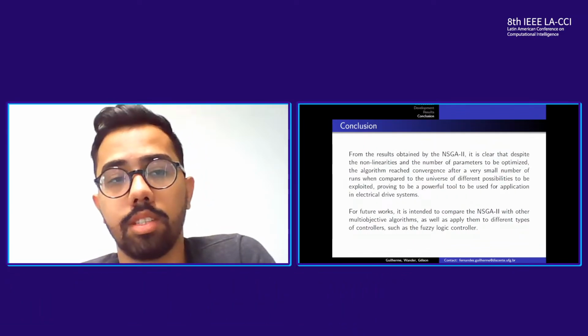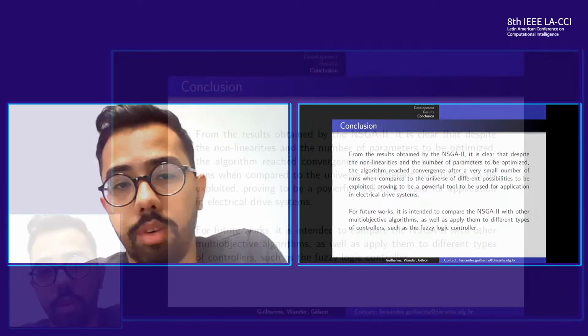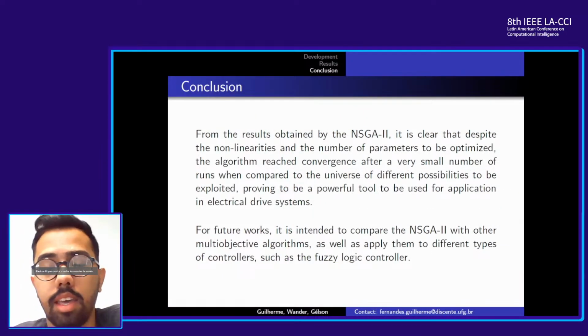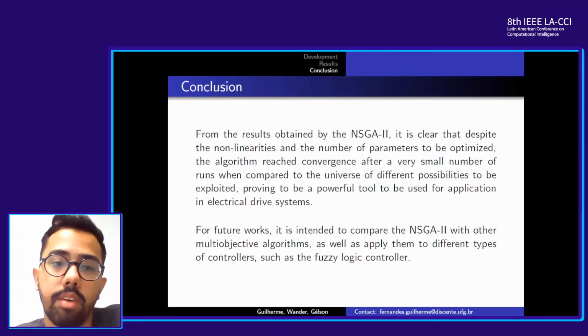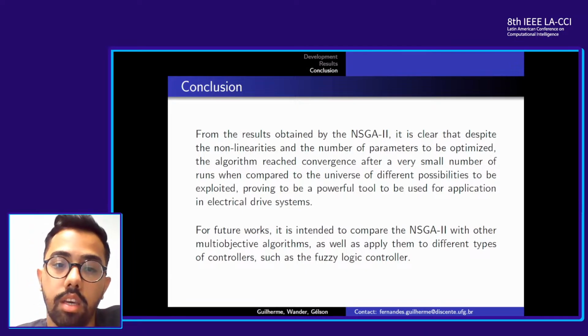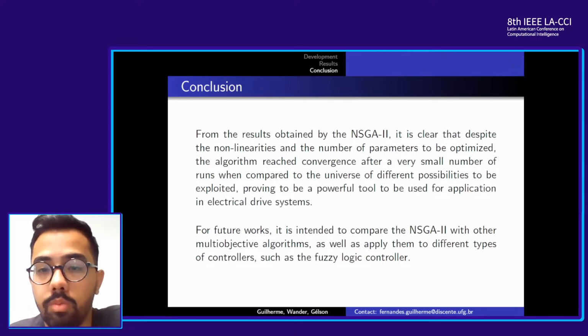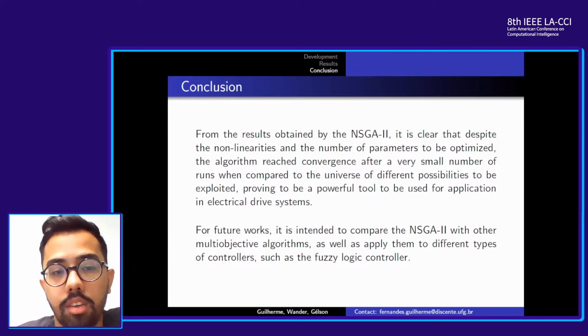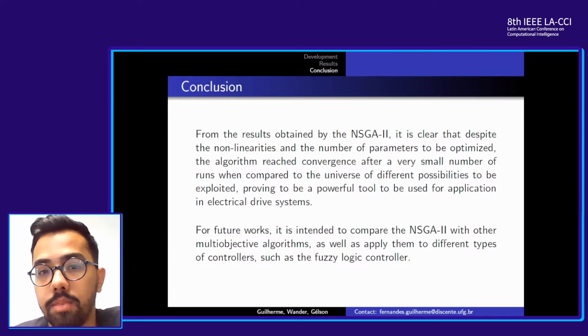And some conclusions from the results obtained by the NSGA2: it is clear that despite the nonlinearities and the number of parameters to be optimized, the algorithm reached convergence after a very small number of runs when compared to the universe of different possibilities to be explored, proving to be a powerful tool for application in electrical drive systems.